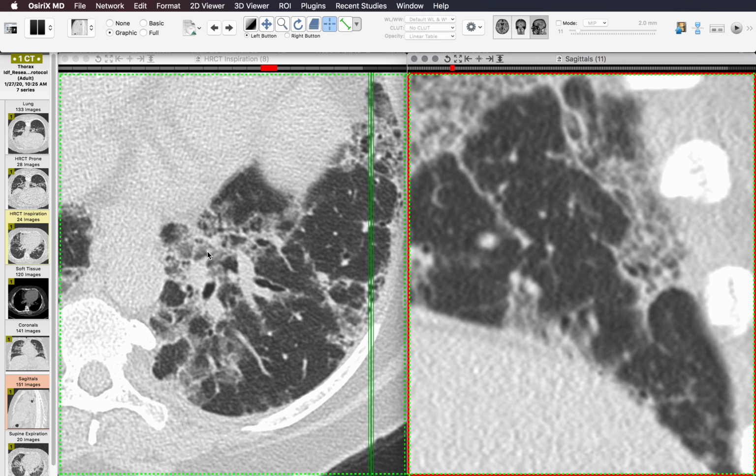Okay, so if you have an area that you're trying to decide between the two, traction bronchiectasis or honeycombing, be sure to use your sagittal and coronal images to help problem solve.